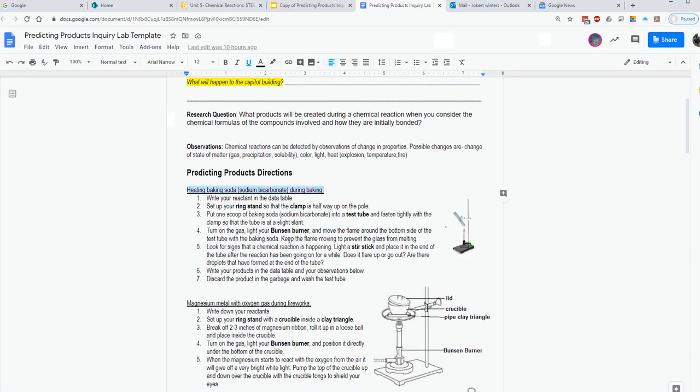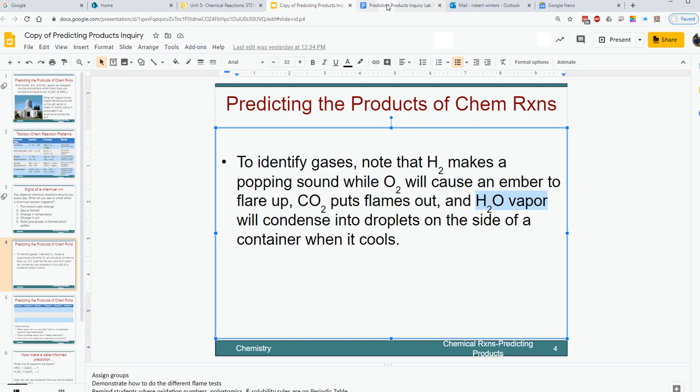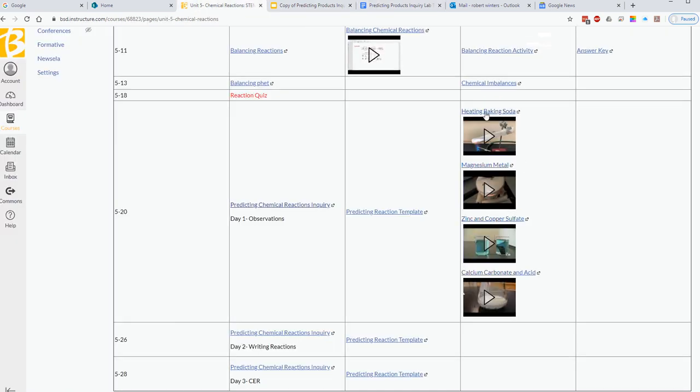Now here's the procedure for it. Obviously we're not going to do this reaction, so we're just going to quickly watch the video here, and then we're going to make some observations. So let's click on the first one here.